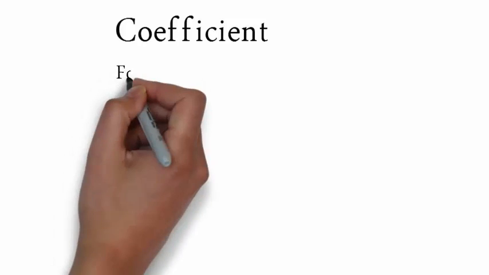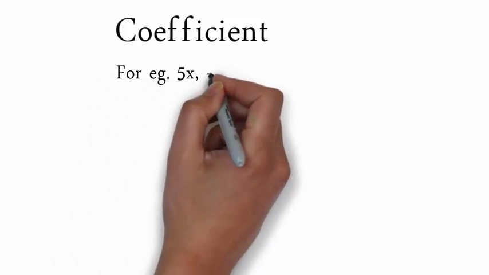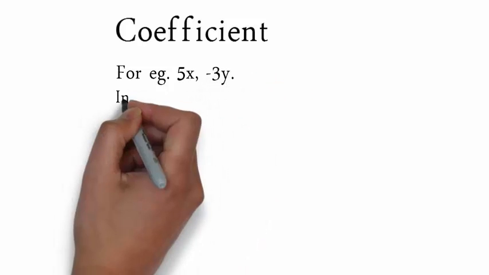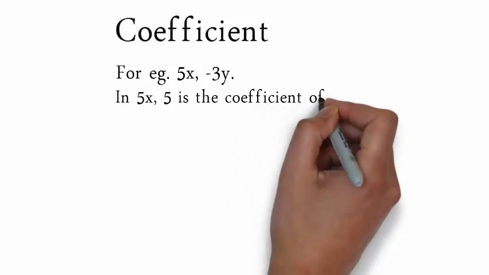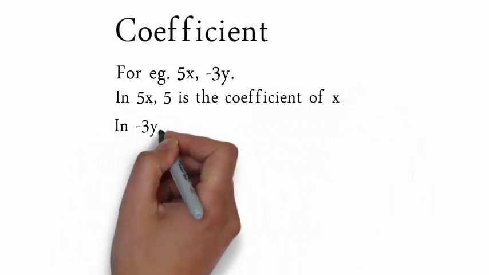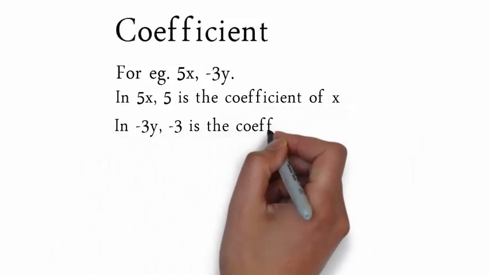Coefficient. A term of the expression is a product of a numerical factor and a variable factor. For example, 5x and -3y. In 5x, 5 is the coefficient of x, and in -3y, -3 is the coefficient of y.